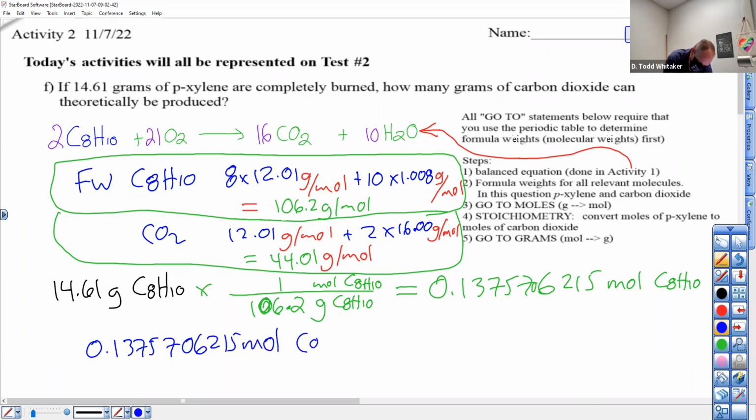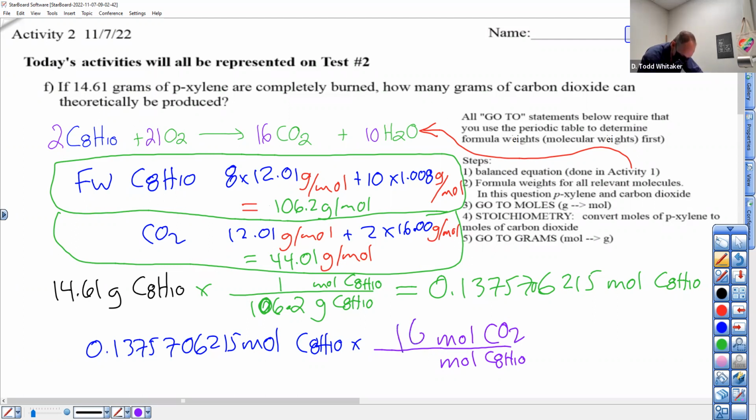Moles C8H10. Purple. Once you've got moles of one substance, what's the next step? And what's the other substance we need? How many grams of what can be produced? CO2. What's the relationship between moles of CO2 made for moles of C8H10 reacted?